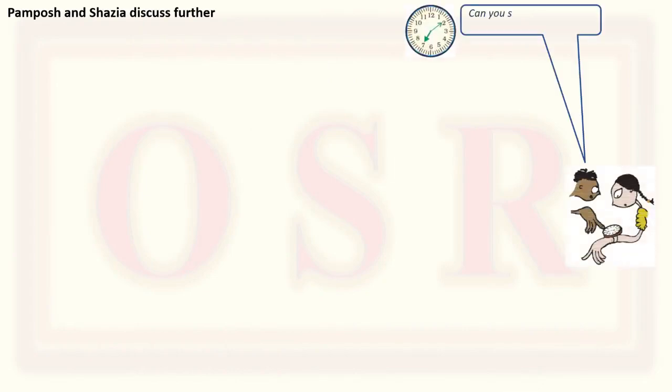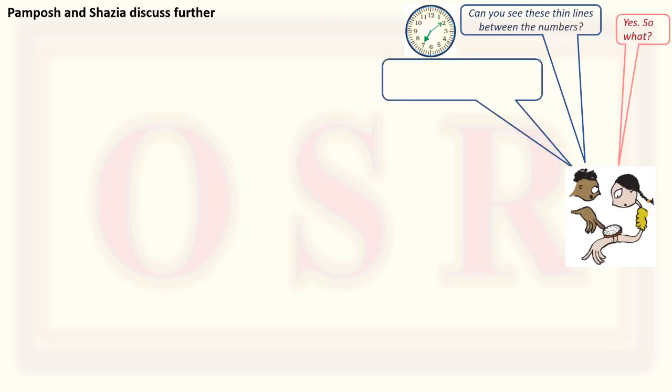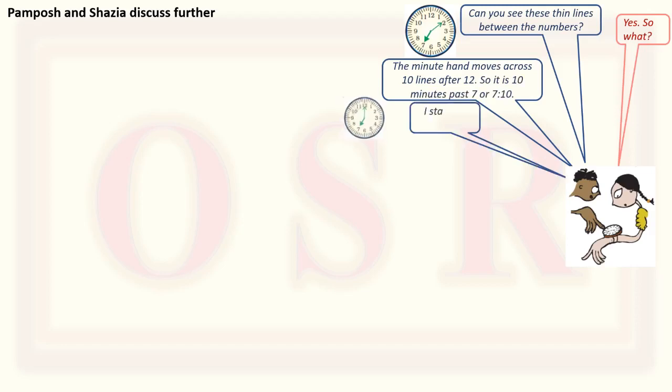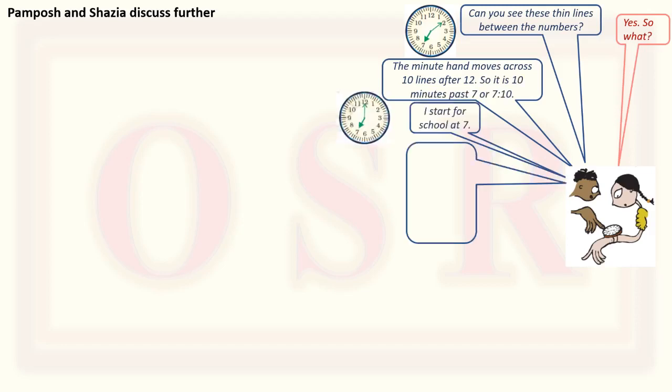Pamposh and Shazia discuss further. Can you see these thin lines between the numbers? Yes, so what? The minute's hand moves across 10 lines after 12, so it is 10 minutes past 7 or 7:10. I start for school at 7. I reach at 7:05. See, the minute's hand moves across 5 lines.